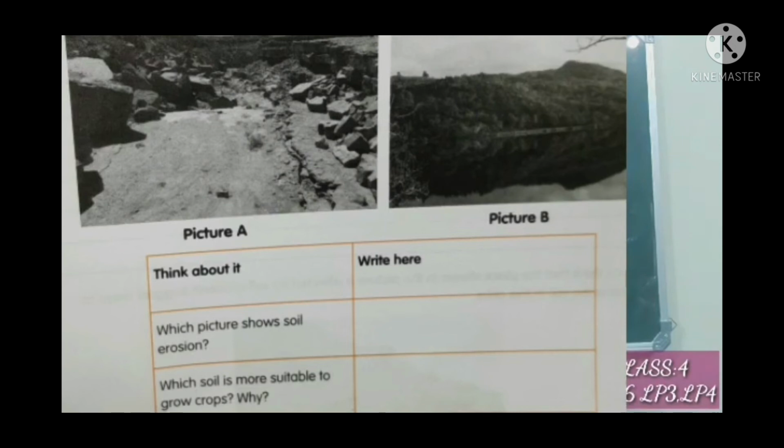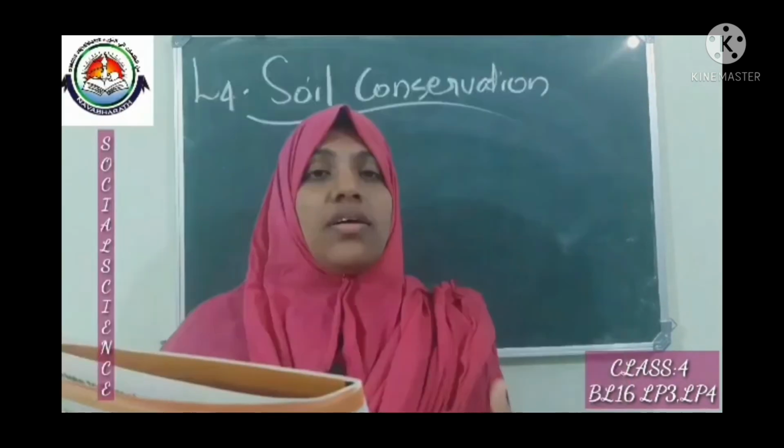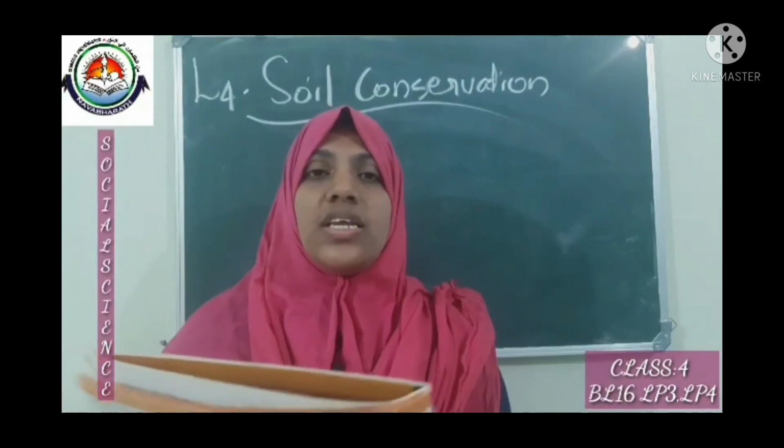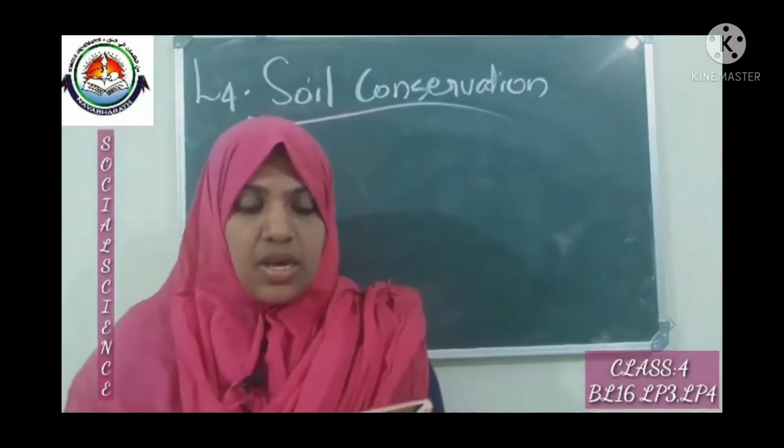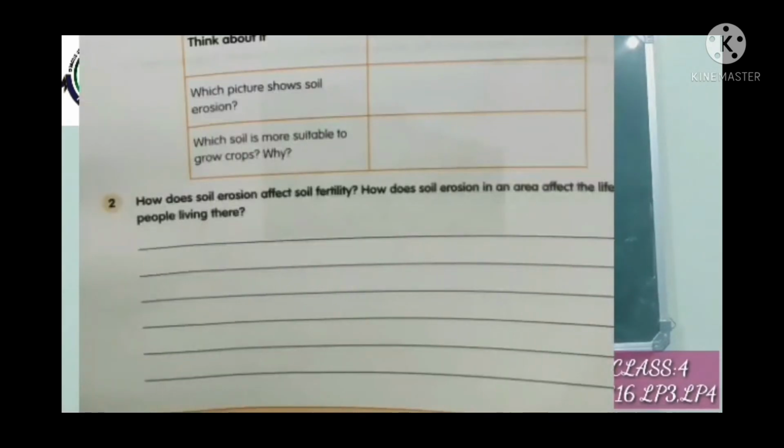Which picture shows soil erosion? Picture A. Which soil is more suitable to grow crops? Yes, the second one. Why? Because it is more fertile than the first picture. Soil erosion causes the infertility of the soil. Then how does soil erosion affect the soil fertility? Soil erosion washes away all the important nutrients which make the soil fertile.